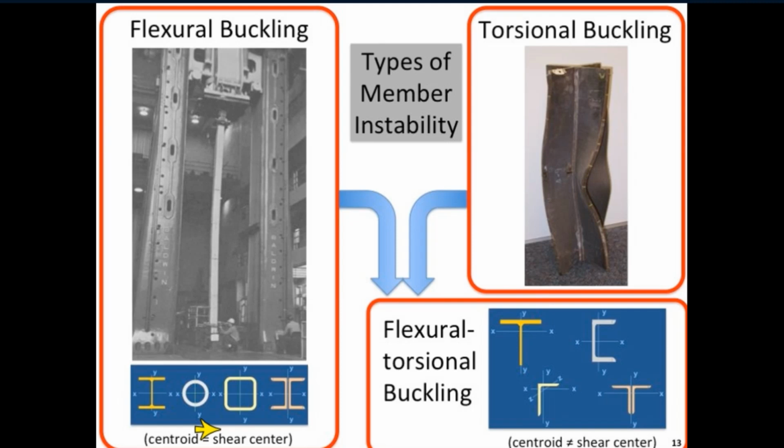So for cases like I'm showing over on the right here, a T section or this channel, where the centroid and the shear center are not at the same location. So for the channel, for example, the centroid is where the x and y axes intersect, and the shear center would be out here someplace. If you subject these to compression, you're not going to get just flexural buckling. You'll get twisting as well. So we tend to call this flexural torsional buckling. So those are the ones, and like I said, tonight we're going to focus on this flexural buckling case.